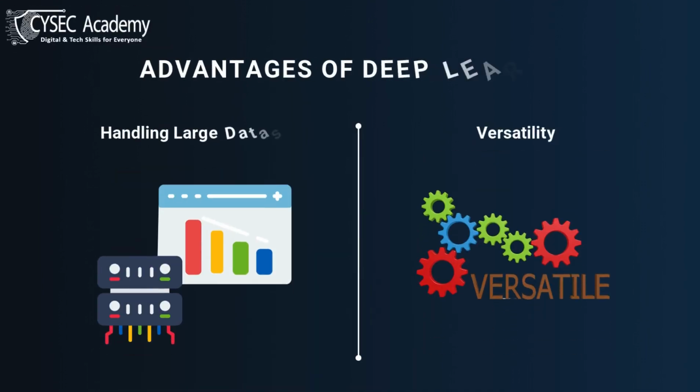3. Handling large datasets. Deep learning models are well-suited for processing and learning from large volumes of data. They leverage powerful computational resources, such as GPUs, to handle massive datasets effectively. 4. Versatility. Deep learning techniques can be applied to a wide range of domains and tasks, including computer vision, natural language processing, and autonomous systems.